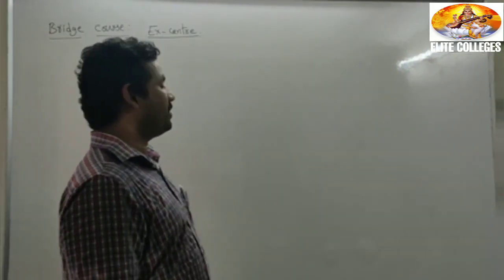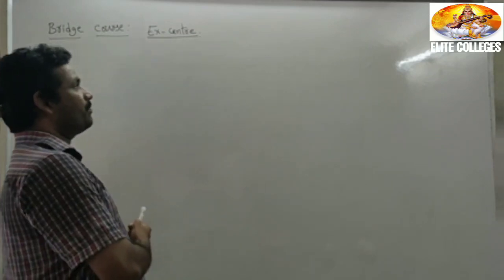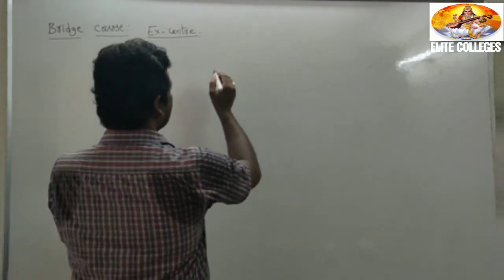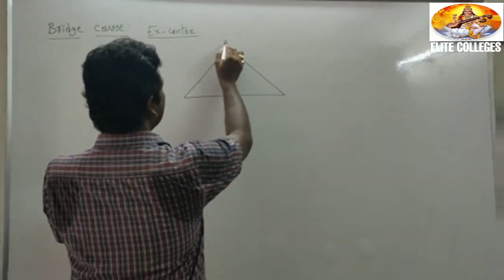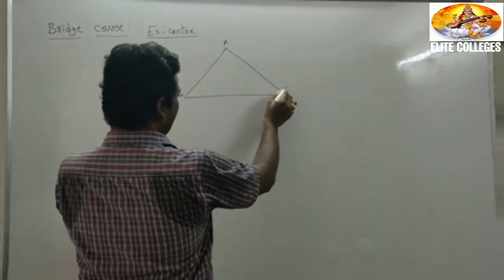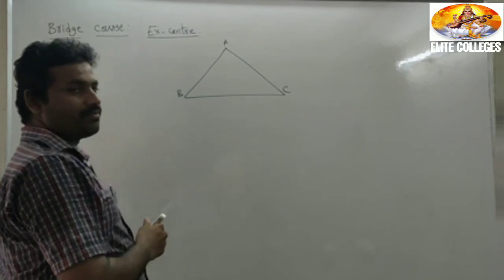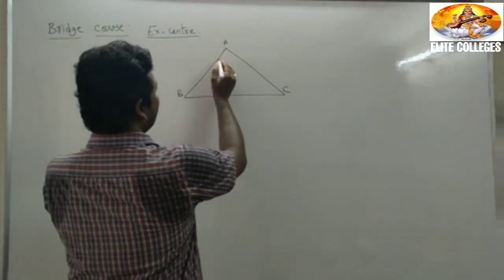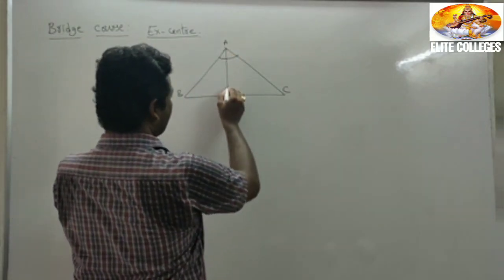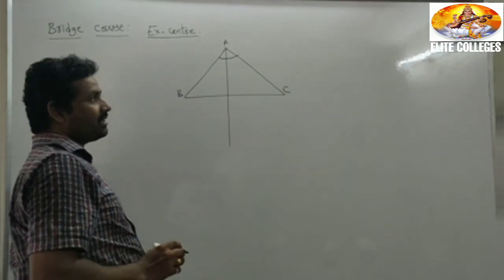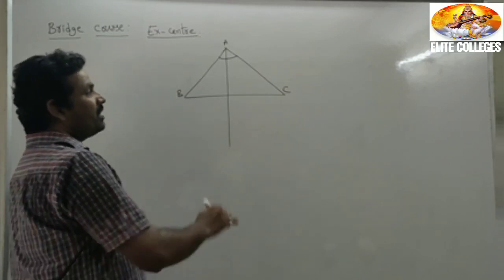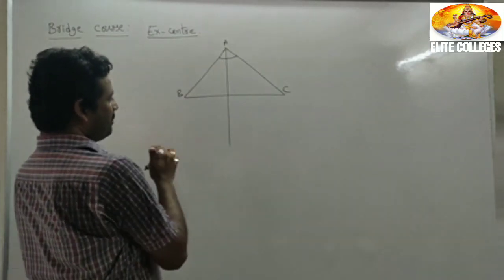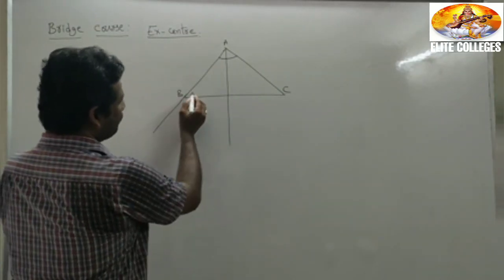Right friends, now we discuss the excenter. See the triangle. This is the triangle ABC. So this is the internal angular bisector. How do you get the internal angular bisector? Suppose the angle is 60, draw the line at 30 degrees. Internal angular bisectors. And see, extend this one.